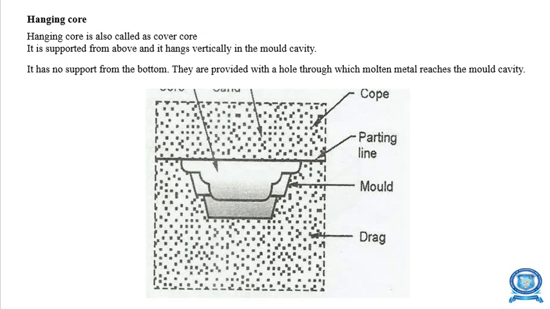Next, hanging core. Hanging core is also called a cover core. It is supported from above and it hangs vertically in the mold cavity. It has no support from the bottom. They are provided with a hole through which molten metal reaches the mold cavity, like the diagram itself.